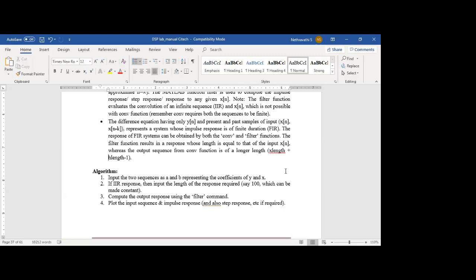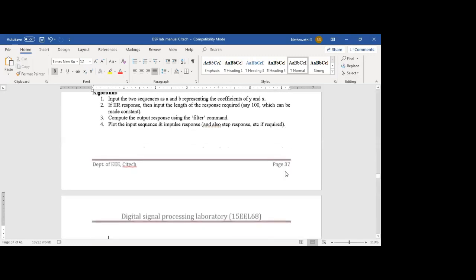I'll be fixing it, so that particular value I'll be giving. Then I'm using the command called filter. Then I'm trying to plot the input as well as the impulse response sequence here. Okay, that is the algorithm here.